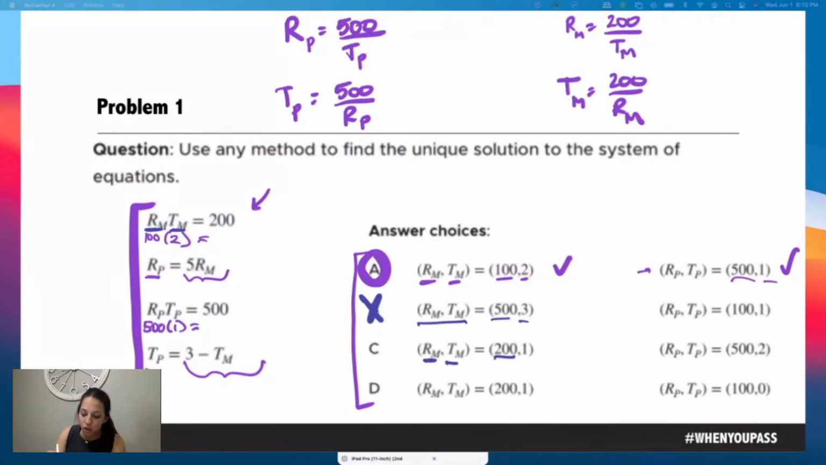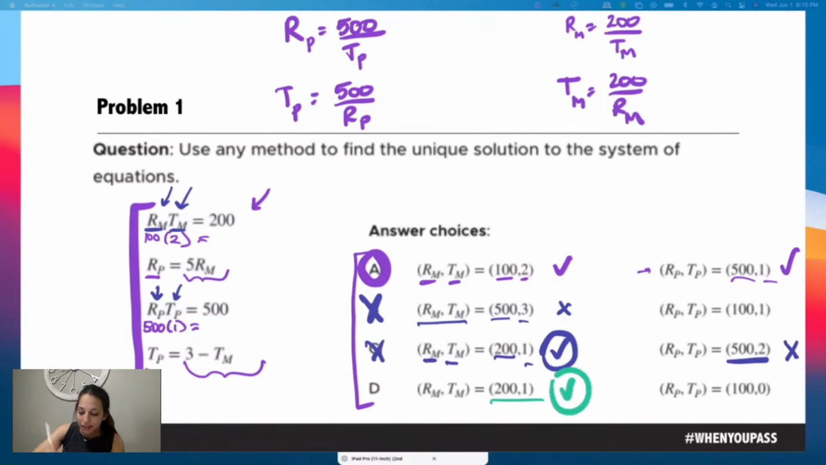RMTM is 201. So if I plug in 200 here and 1 here, 200 equals 200. However, that one does check out. But if I plug in 500 for RP and 2 for TP, I get 1,000, not 500. So this one does not check out. Letter D, 201, we already know that's going to check out because we already checked that.